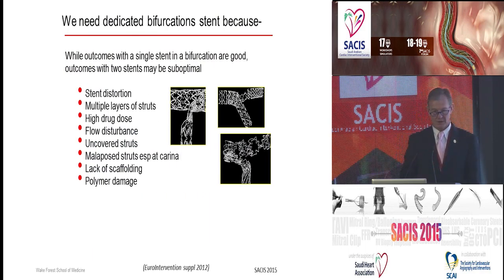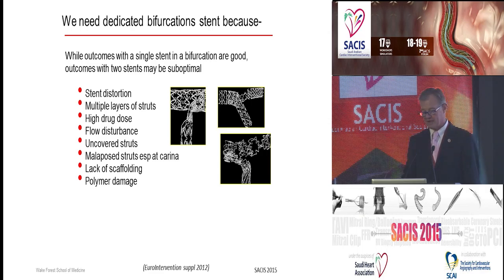Guidelines are one thing, actual practice is another, and we know that probably there is no single bifurcation lesion that behaves just the same as any other one you've treated, and it's access into the side branch itself which seems to be the biggest challenge that we have.